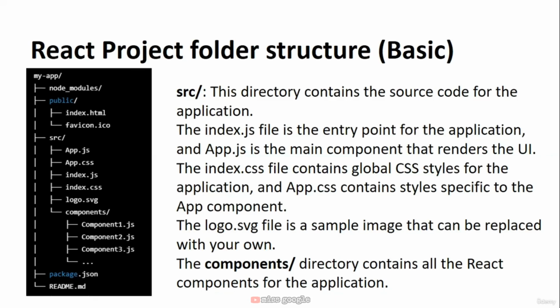This file is used to show the logo. We always replace this file, because React provides its default logo, but we don't need that particular logo because our website has its own logo. So we always change that file. And the most important part is that in the src folder we have another folder called components, and this directory contains all the React components for our application. Understood? So these are some basic structure, right?